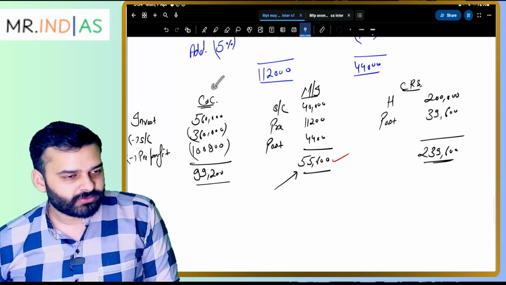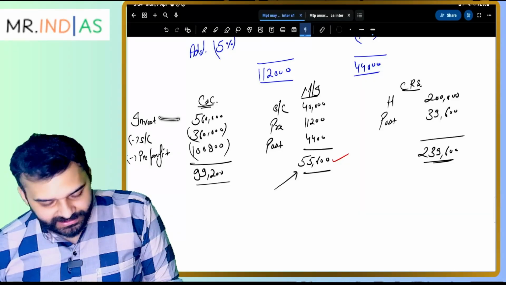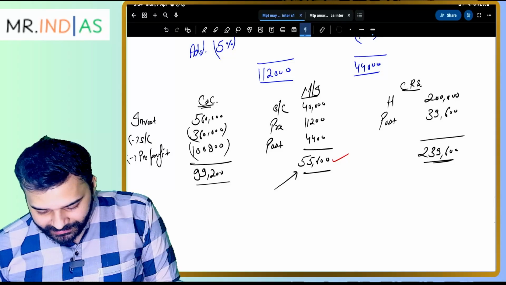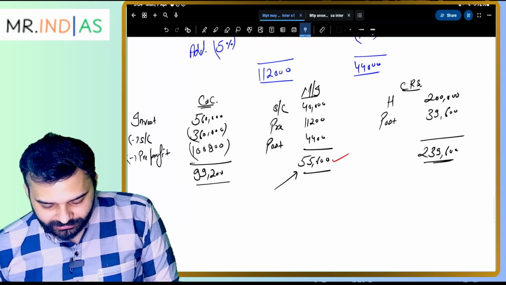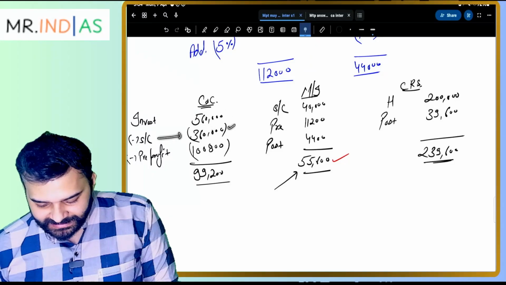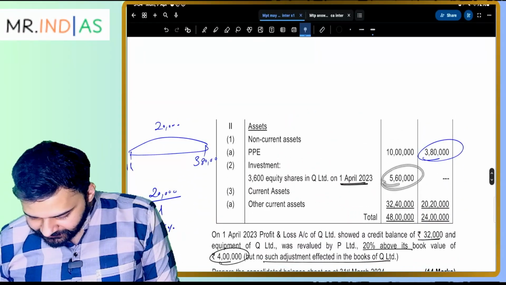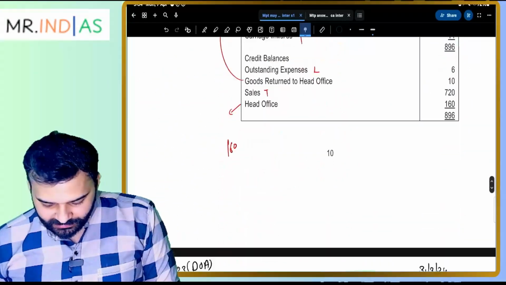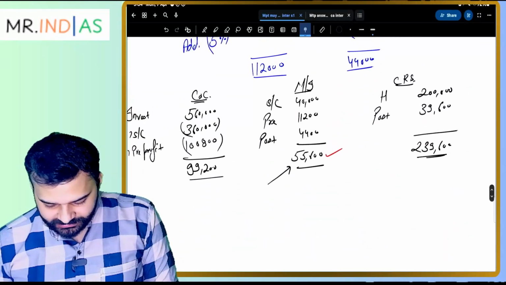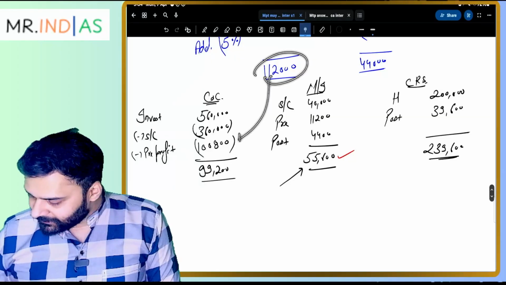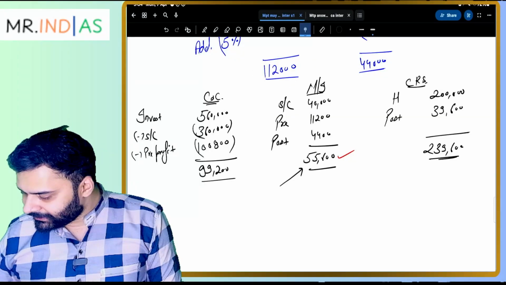Now we'll tell you the second check as well. You now have profit after consolidation adjustment of pre and post. You calculate cost of control. You take the value of investment that you had invested in the subsidiary. You pay 5,60,000 and you get share capital of 3,60,000, that is 3,600 shares of 100 rupees each. The share of pre-profits is 80%, 1,12,000 into 80%.